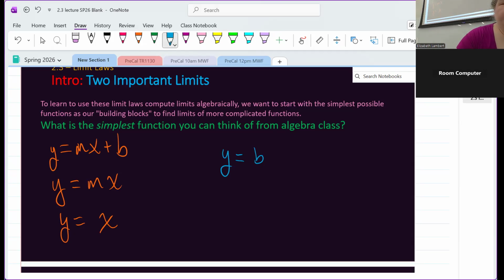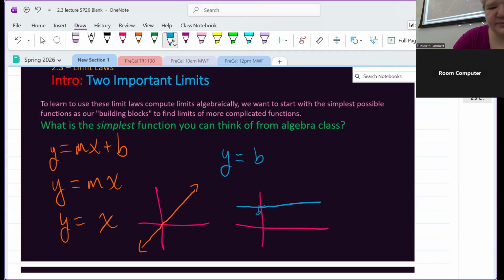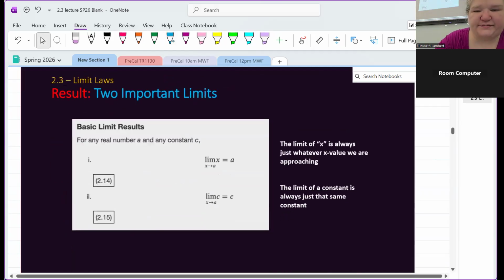So y equals x is the perfect diagonal line. Our input is the same as our output. So it's one of the most basic functions because what you see is what you get. Then y equals b, whatever value that is. That graph is just a horizontal line. For any input, the output is whatever constant you're looking at. So those are two of our most basic boring functions.